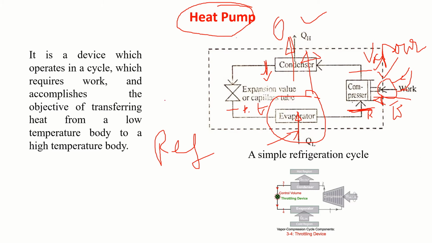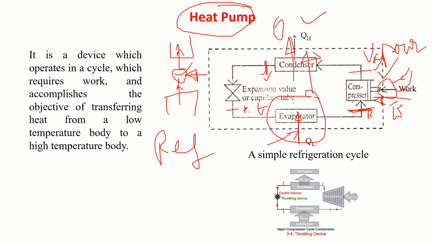So just like we pump water from a sump to an overhead tank by using a pump, I call this a water pump. Similarly, I am pumping heat here. I call this device a heat pump. But it works in a cycle. So we can define it as a device which operates in a cycle, which requires work, and accomplishes the objective of transferring heat from a low temperature body.